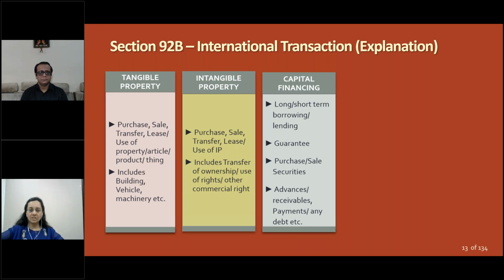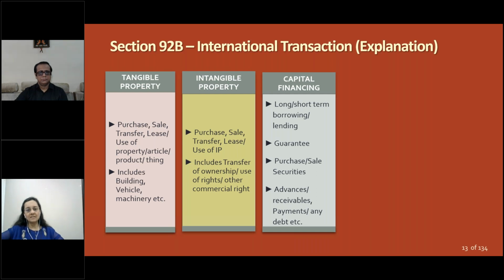There's a lot of litigation on whether corporate guarantees should be an international transaction or not. But right now, as our law stands, it is there in our law. It is there in Form 3CEB that one is supposed to, as a CA, certify. So while the controversy continues on whether guarantees are an international transaction or not, the compliance still has to be done.